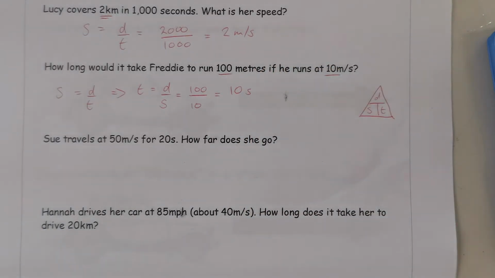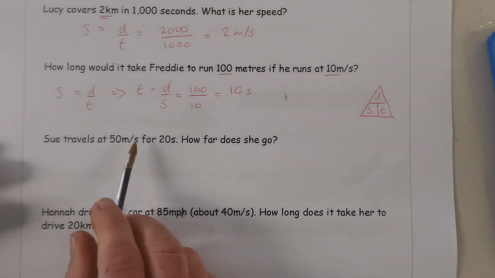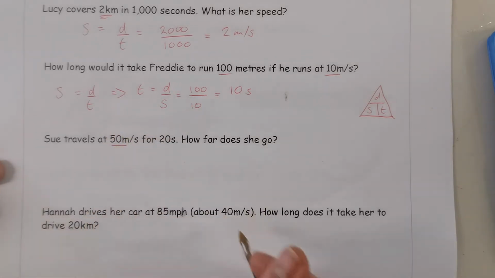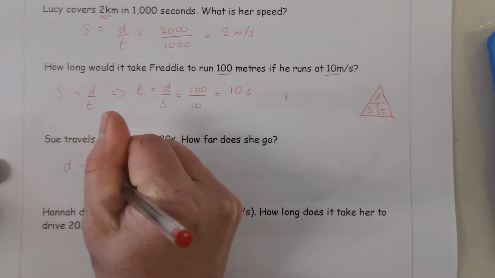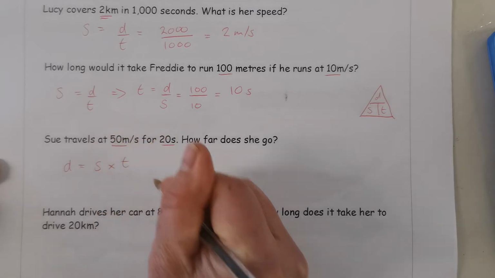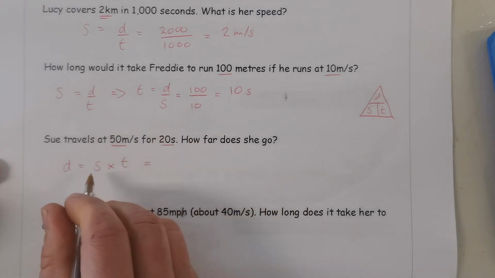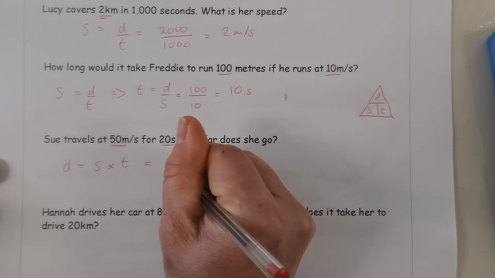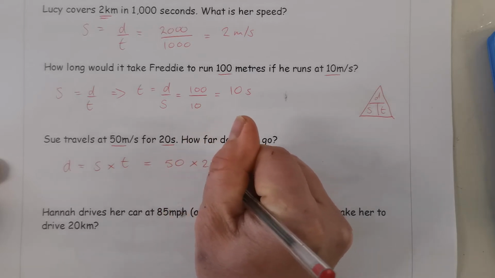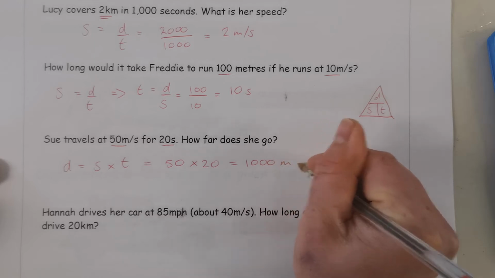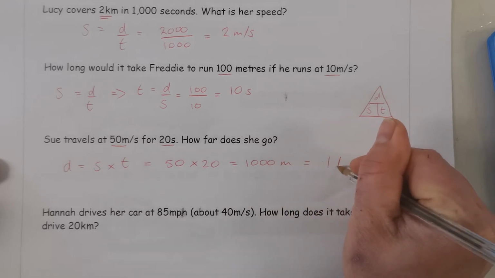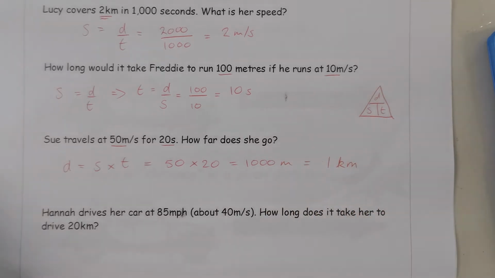Sue travels at 50 meters per second, that's the speed, for 20 seconds. How far does she go? Distance equals speed times time. Speed is 50 meters per second times 20, which is 1,000 meters. If you want to, 1 kilometer.